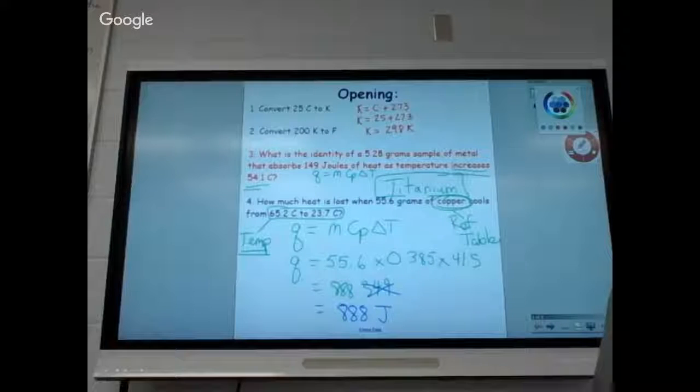What was the second part of the first question? 318. Wait, number 5? For 5, I got 10.7, so I rounded it to 11 to get 2 significant digits.